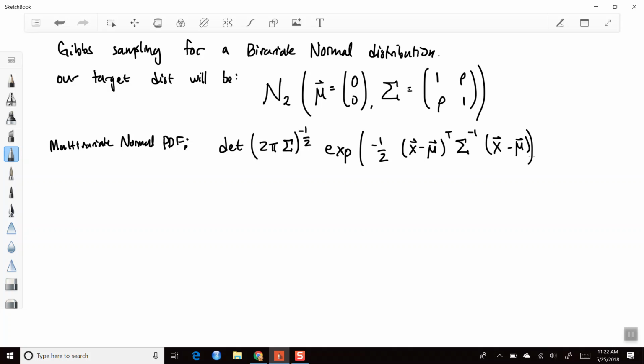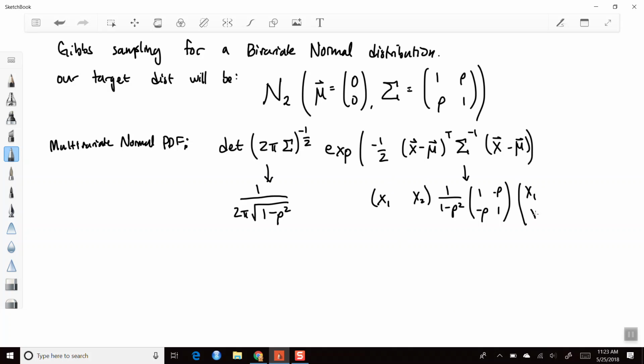So there you go. Okay, and then if we look at the determinant, it's going to be 1 minus rho squared, and this part becomes 1 over 2 pi root 1 minus rho squared. Sigma inverse itself is going to be 1 over 1 minus rho squared times the matrix 1, negative rho, negative rho, 1, and then you'll have your x vector (x1, x2) transpose times (x1, x2). So you have all of this matrix multiplication, and you have exp of negative 1/2 of all of this.